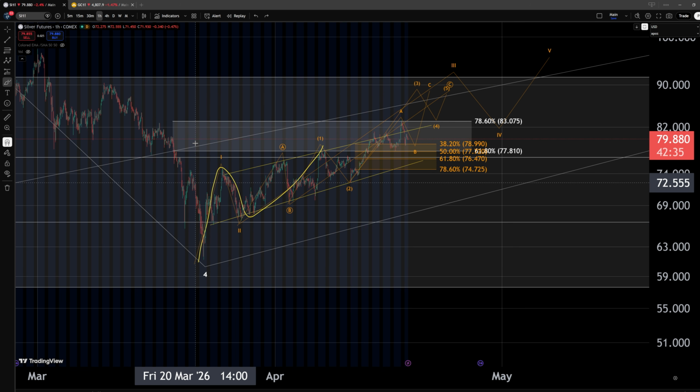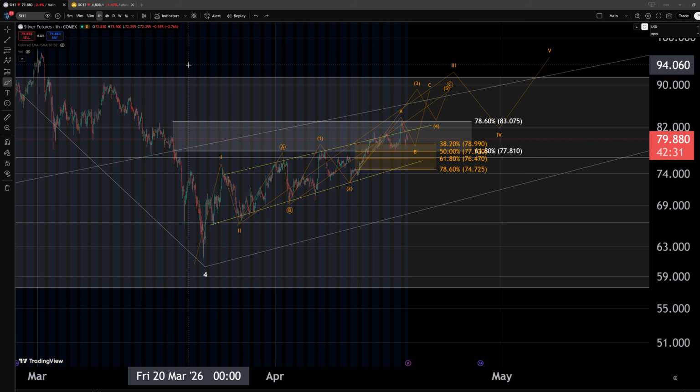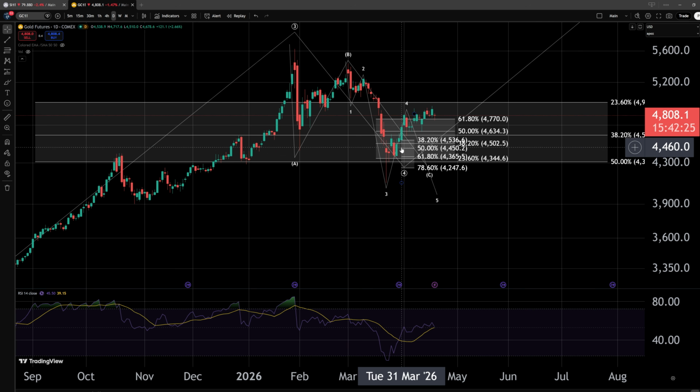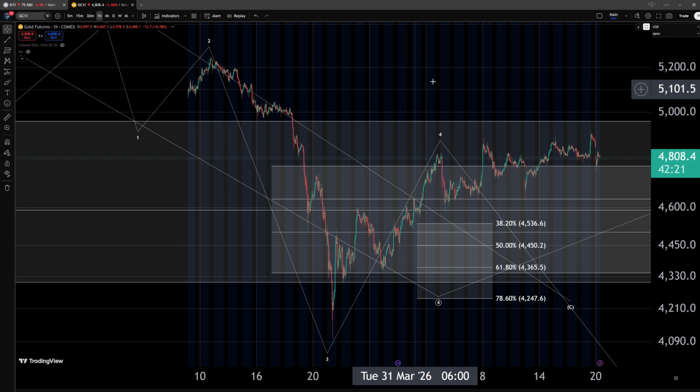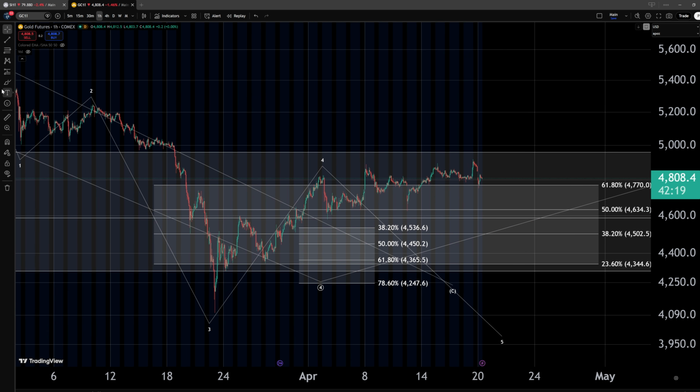Now, let's move to the gold chart, and I particularly wanted to highlight this structure because it's telling a quite different story. You see, in the previous videos, we have been looking for this to potentially be building only a wave 4.